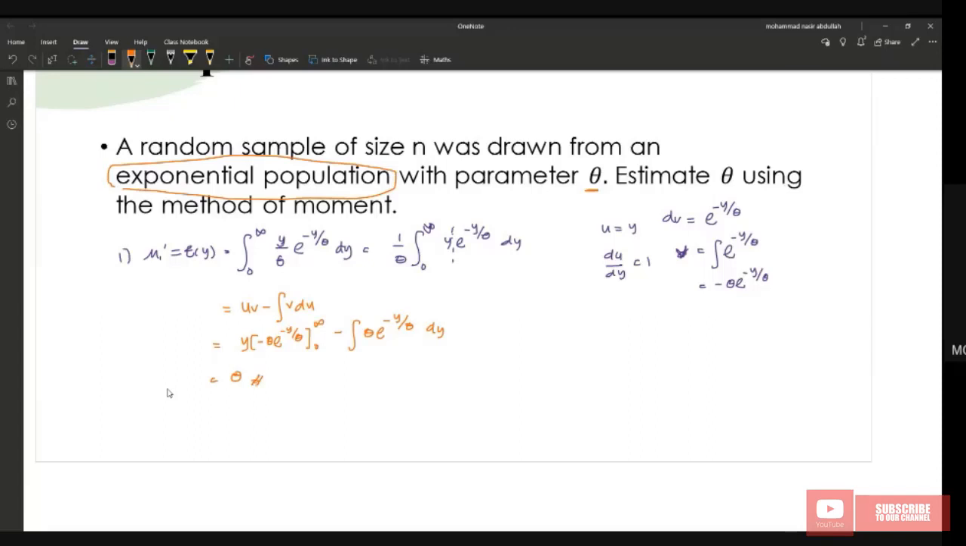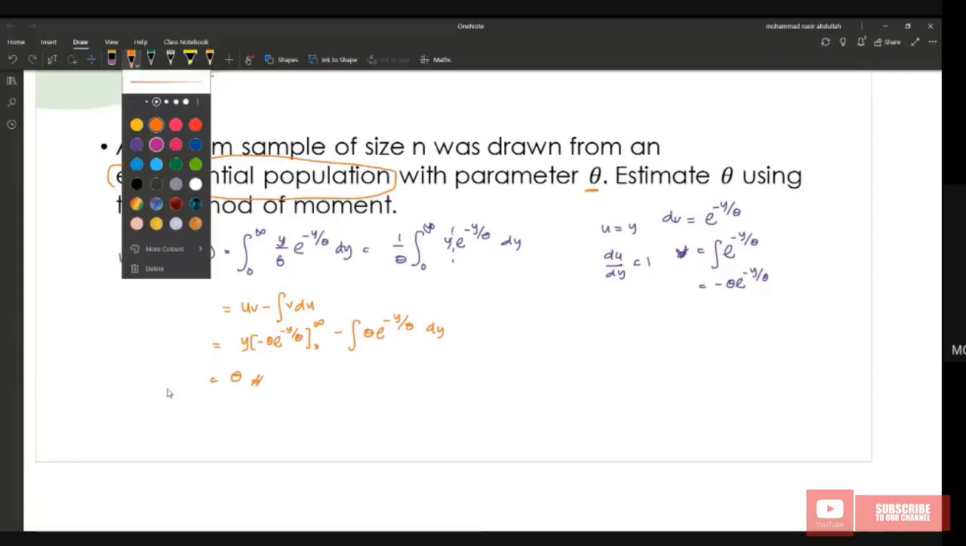So I want you to solve this integration. The expected value of y should be theta. So this is your homework. Try to solve for the expected value of y.